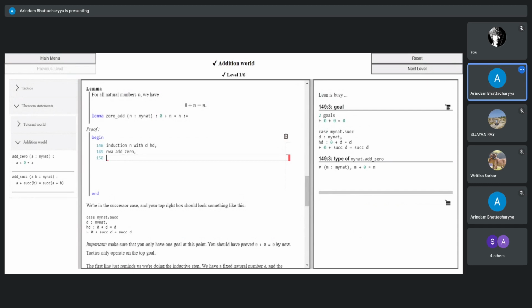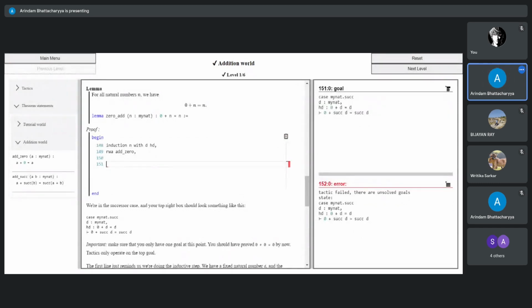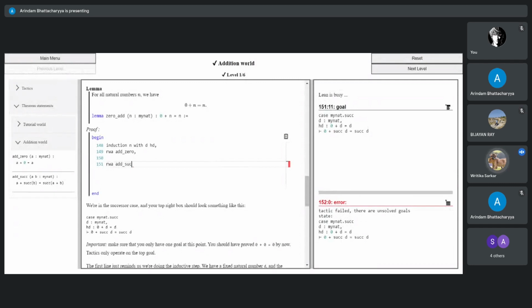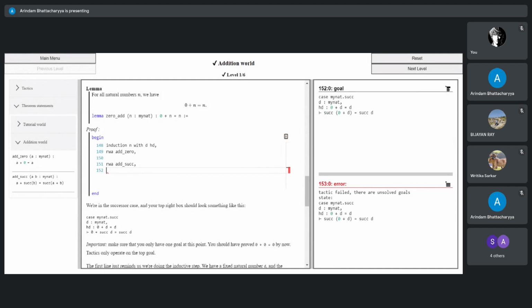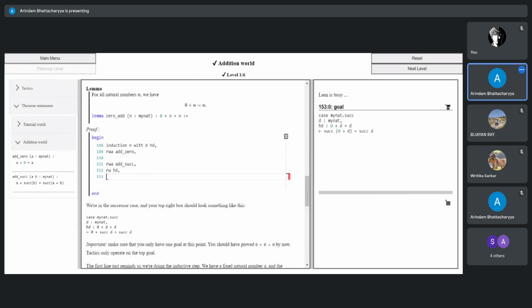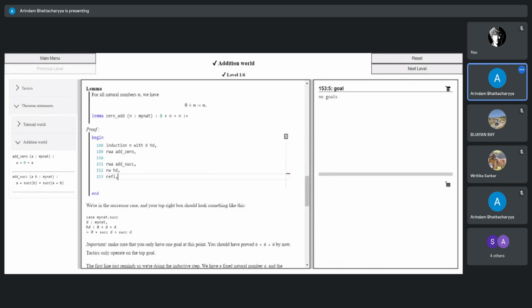Right. Now I have to. Okay, tell me a proof of the second part. So for people who are joining, we will start multiplication world after this level. I went a bit too fast. Yeah, sorry, continue.